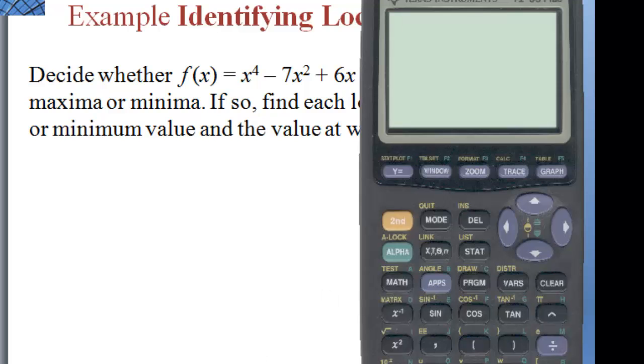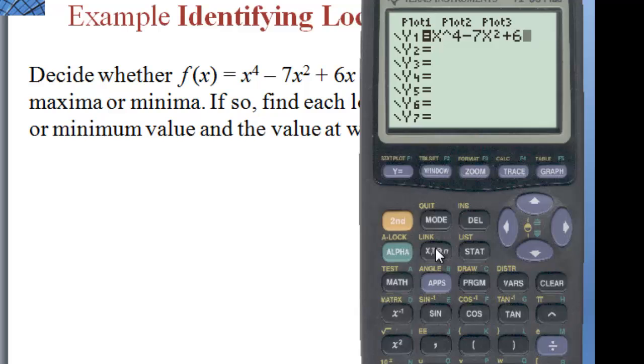The first thing we want to do is put the equation in the calculator. We're going to go to the y equals button, and if you have an equation in there, we'll clear it out. We'll use this button here for our x. So we want x to the fourth minus, make sure you don't use the negative button on that one, 7x, and now this one we can use the squared button, plus 6x. And we're going to graph it.